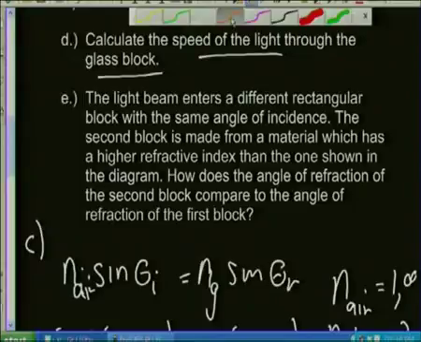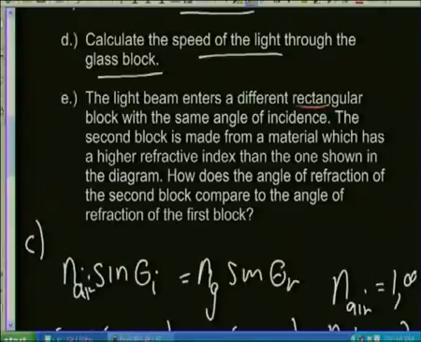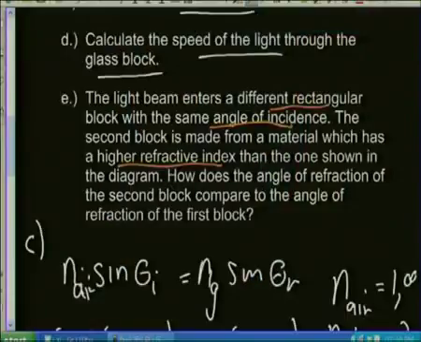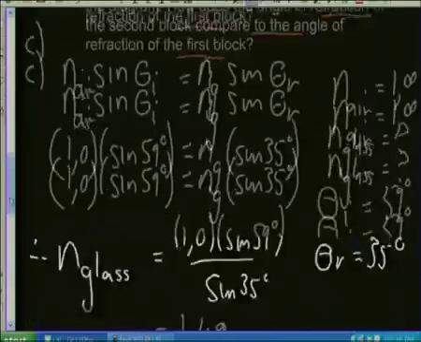It says the beam of light enters a different rectangular block. It's important that it's a different rectangular block with the same angle of incidence. So the angle of incidence isn't different. The second block is made from a material which has a higher refractive index. Okay, so it has a higher refractive index. We'll bear that in mind. How does the angle of refraction in the second block compare to the angle of refraction in the first block?